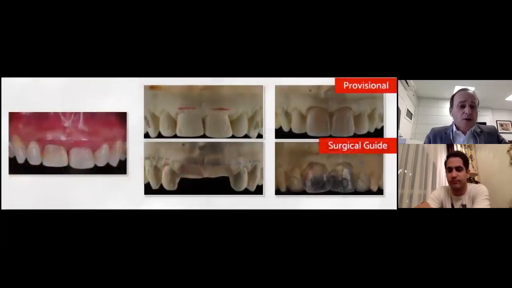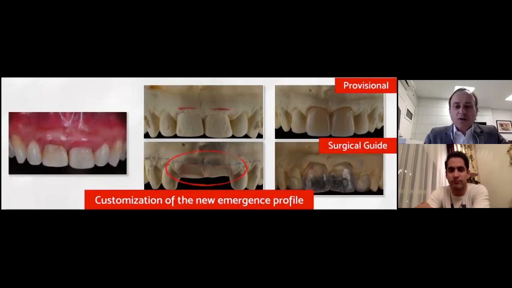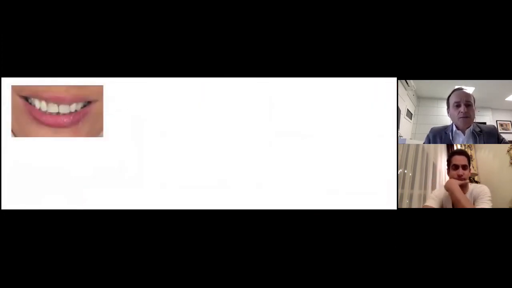So we removed the braces, took the impression, and got the stone cast. Over the stone cast, the provisional restoration was made plus the surgical guide. And we customized the new emergence profile over this master cast. Let's follow the sequence of the treatment using short videos.